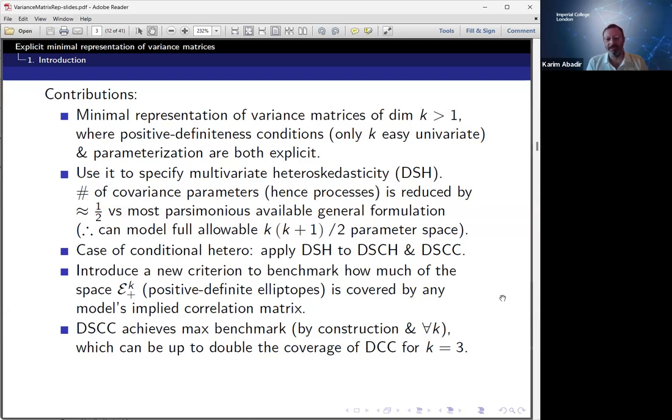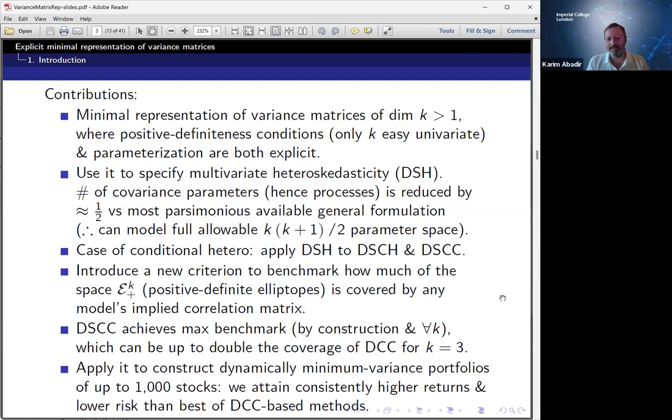And we show that our model achieves the maximum benchmark by construction and for any dimension. However, a model like dynamic conditional correlations, DCC, for a case of, for example, k equal to 3, will only achieve half of that coverage. So this is a very popular model, which unfortunately doesn't get up to the maximum that can be done in terms of correlation matrices.